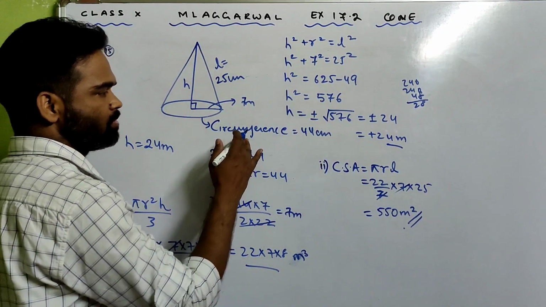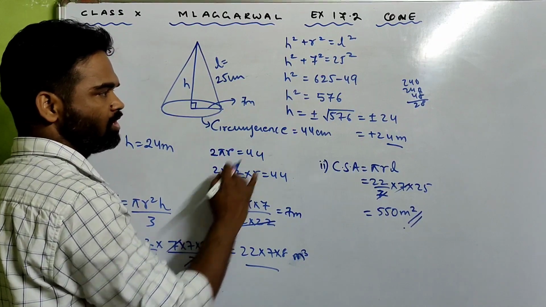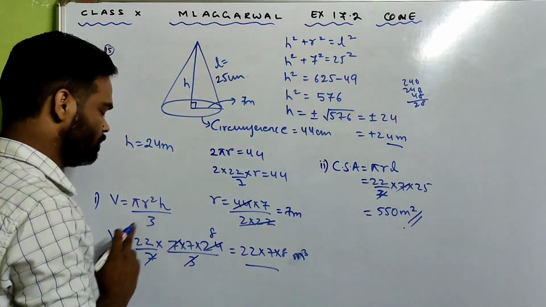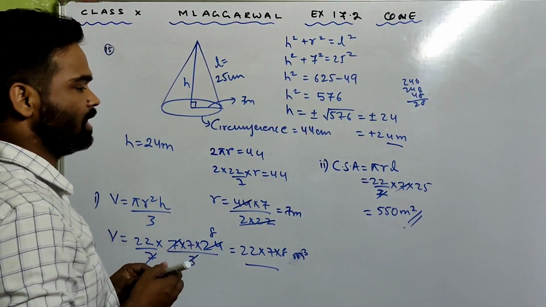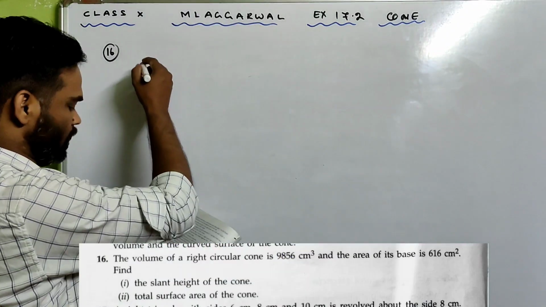It was very easy. From circumference you got radius, therefore with radius you got the height by Pythagoras theorem, then the volume, then the CSA. Chalo, we'll do number 16 now. Look at number 16, what they have told.